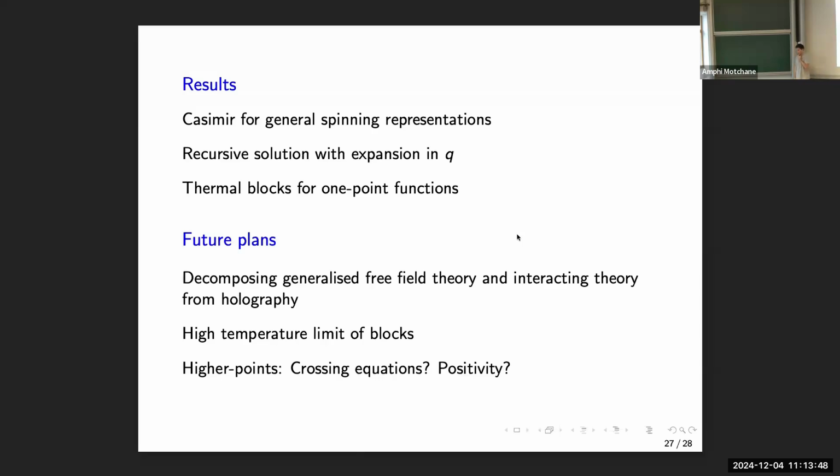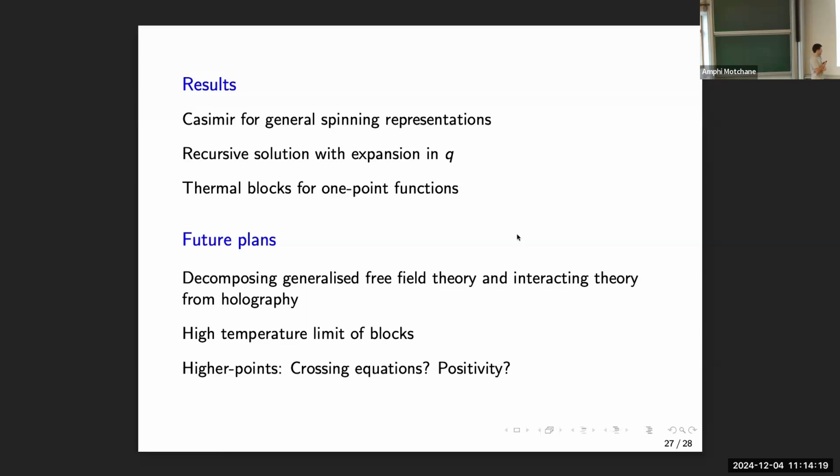Another possible future plan might be to study the high temperature limit of blocks. So we have a differential equation, and what we're doing now is just solving for the small temperature limit, near T almost 0, T close to 0. Can we say something else about these blocks, like this behavior at T going to infinity? Can we say something more? We just have a differential equation, we just need to study that. It's complicated, but maybe we can say something else.